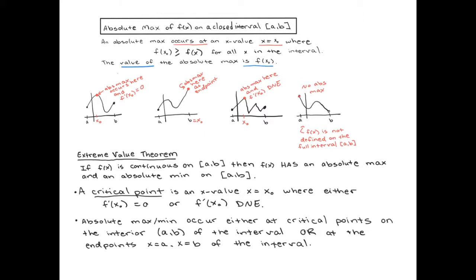These values where the first derivative either doesn't exist or is equal to zero are called critical points. This is critical in order to find the absolute max and min, because we're going to have to find the critical points. Critical points are points like this and this and this and this, where the first derivative is either equal to zero or doesn't exist. Absolute max and min occur either at a critical point on the interior of the interval or at the endpoint.